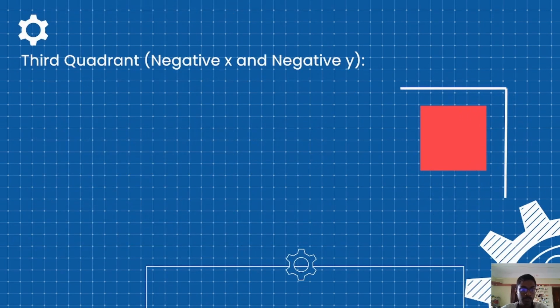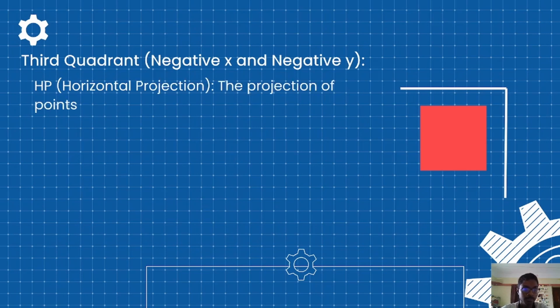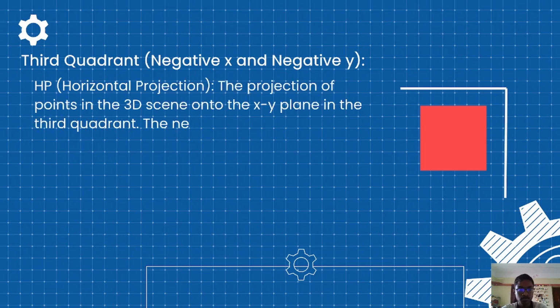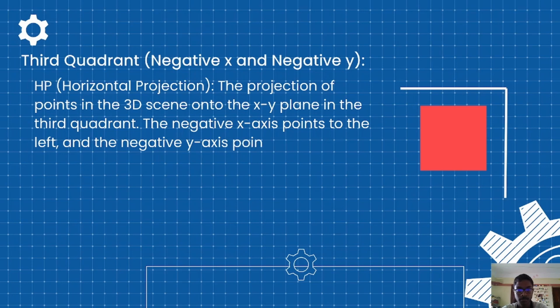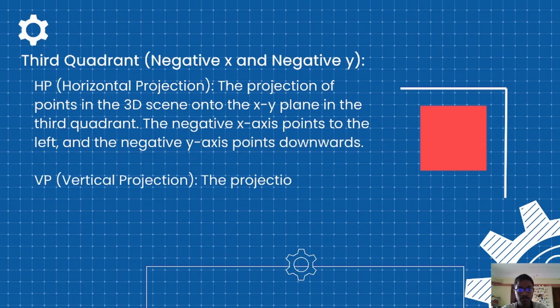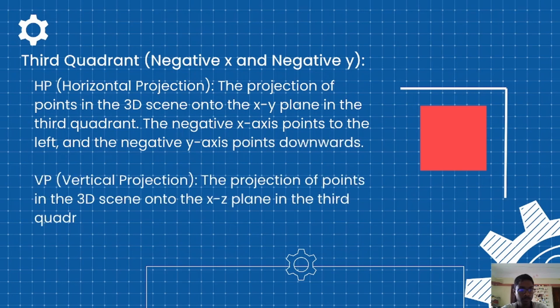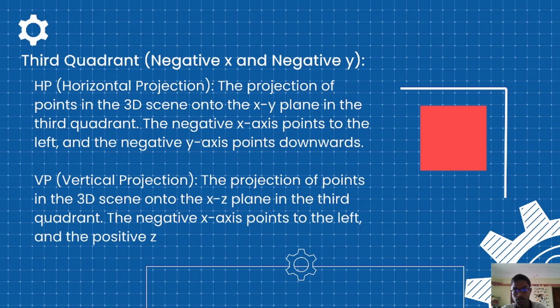Then we have the third quadrant, that is the negative x and the negative y. For the horizontal projection in this, the projection of the point in the 3D scene onto the xy plane in the third quadrant, the negative x-axis points to the left and the negative y-axis points downwards. For the VP, that is the vertical projection, the projection of the points in the 3D scene onto the YZ plane in the third quadrant, the negative x-axis points to the left and the positive z-axis points outward from the viewer.